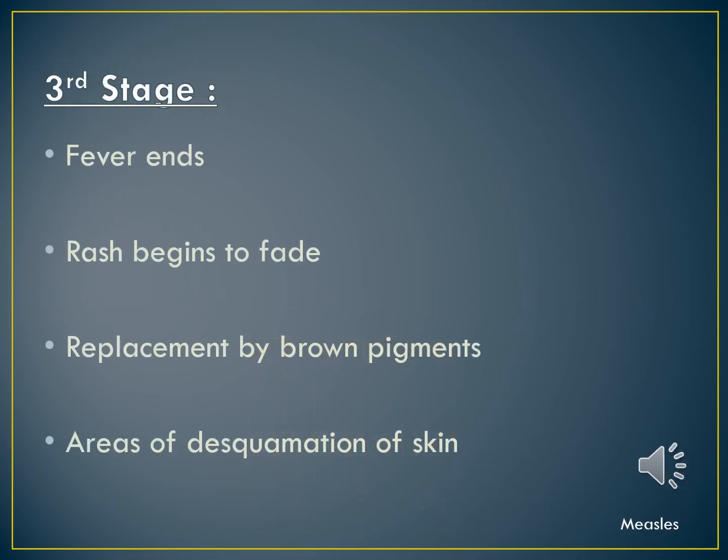In the third stage, the fever ends. The rash begins to fade with downward progression and replacement by brown pigmentation. Ultimately, discoloration of skin is noted in areas previously affected by the rash.